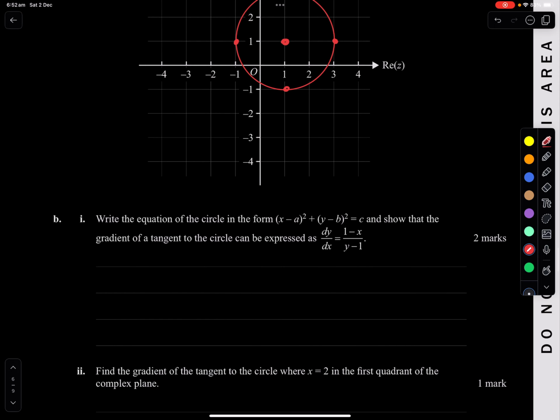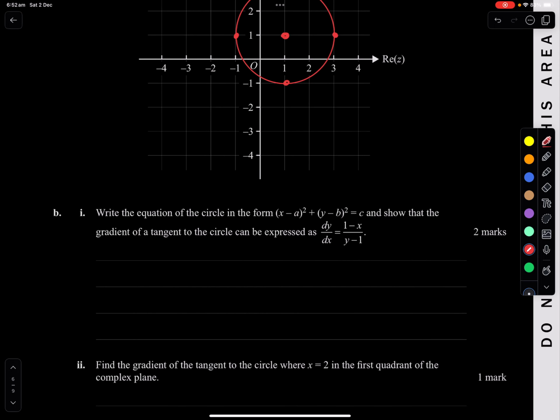Next question. Write the equation of the circle in the form of this. Now this over here is a nice expression. If you don't know, A and B are the coordinates of the center, and c is normally written as c squared, so in this case it's just c, your radius squared. What's your radius, which is 2, and we square it, which is 4. Your c value here is 4.